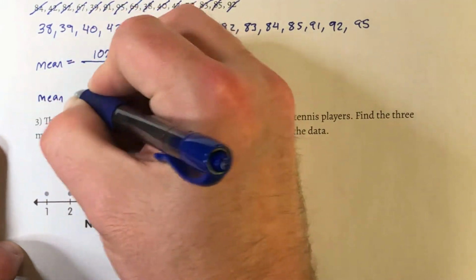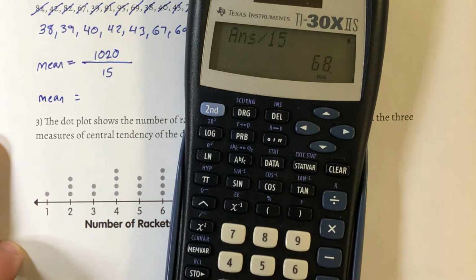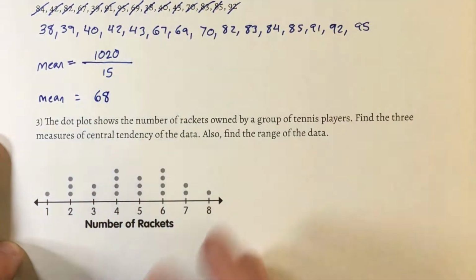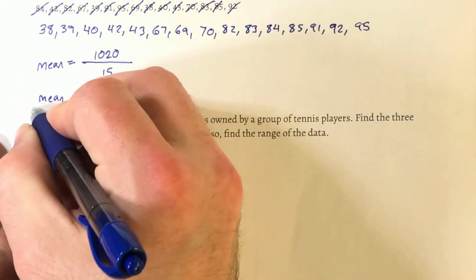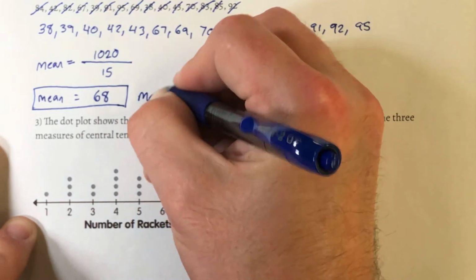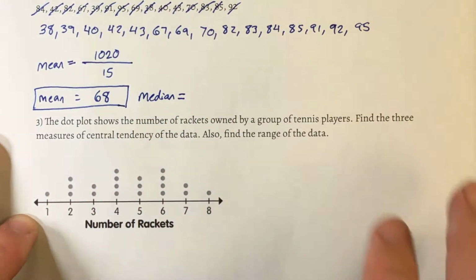So the mean is equal to, what's 1020 divided by 15? We get 68. So our first average, or first summary, is 68. Next, let's find the median. Median is in the middle, as long as you've listed your numbers from least to greatest.